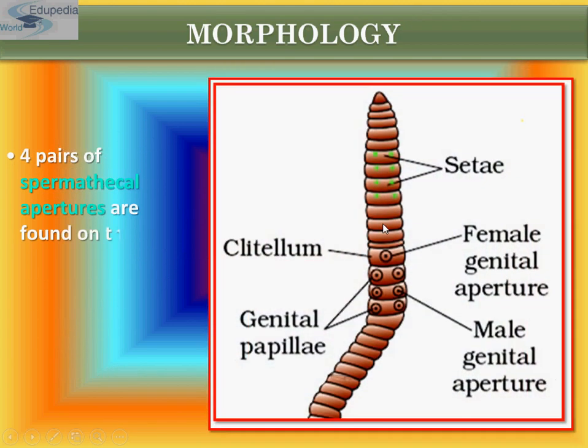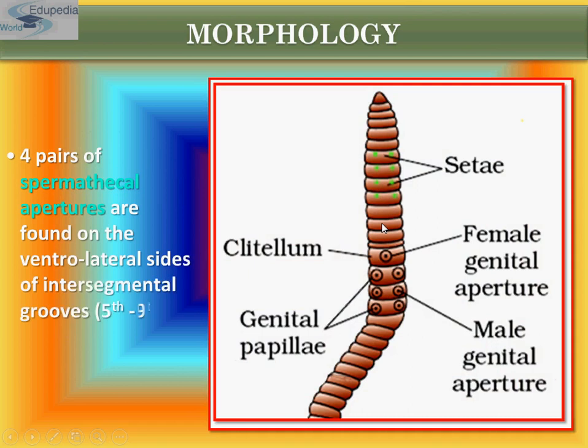Four pairs of spermathecal apertures are also found on the ventrolateral sides of the intersegmental grooves. Which are those intersegmental grooves? Fifth to ninth segments. These are your spermathecal apertures. That is your female genital aperture and the male genital aperture, and that's the reason they are hermaphrodite. That means they are bisexual in nature.